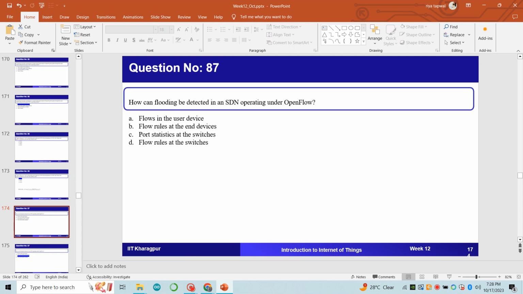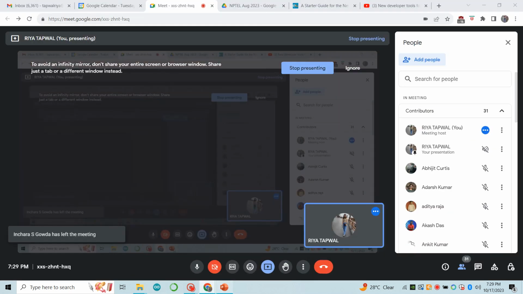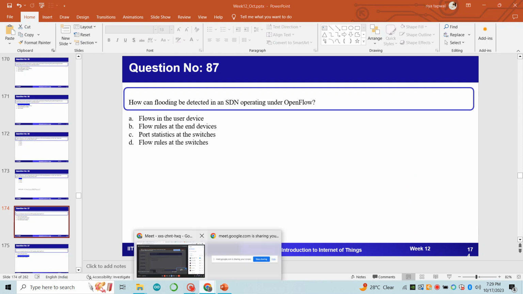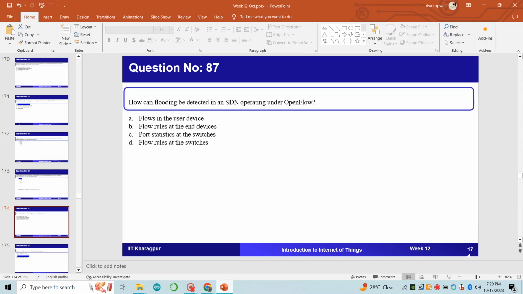Anyone? No? B. Anyone else? Correct option for this is C, that is port statistics at the switches.